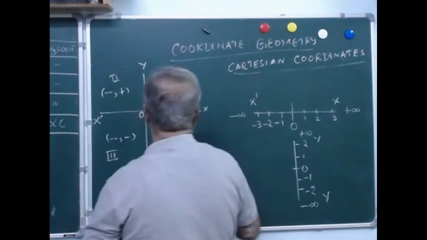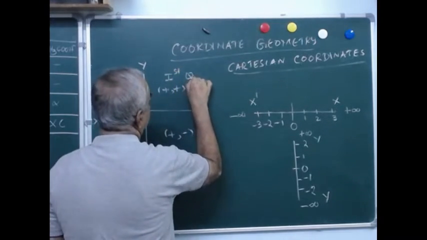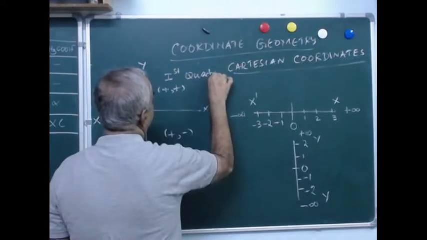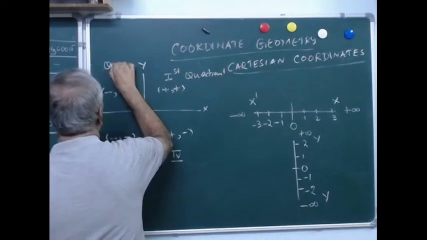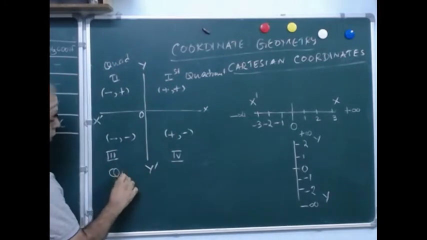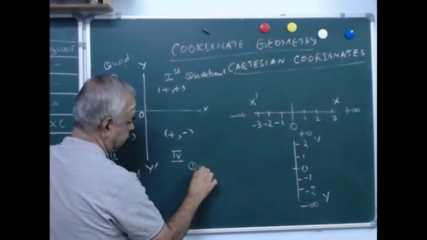So this is called first quadrant. And this is second quadrant. This is third quadrant. Got it? And this is fourth quadrant.